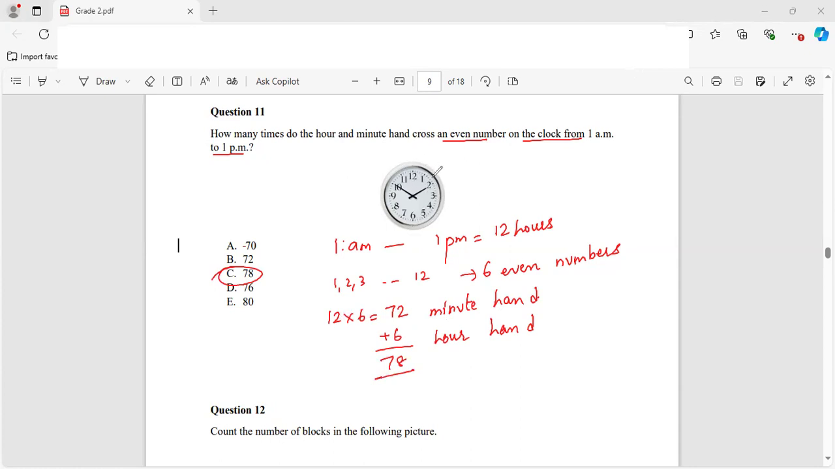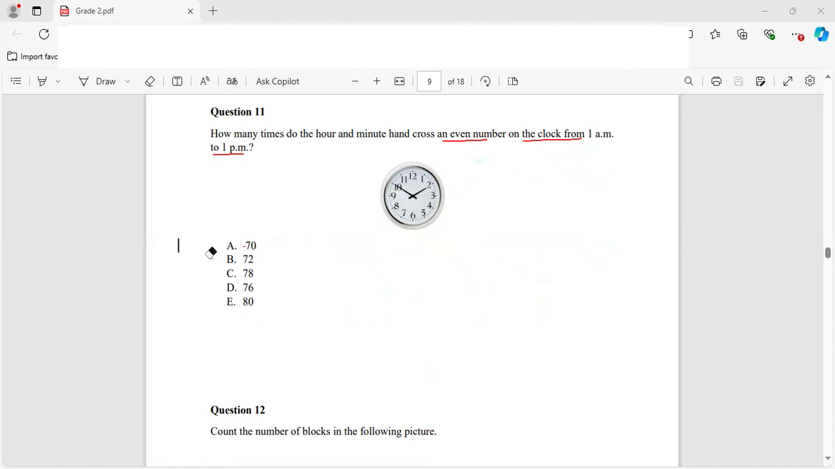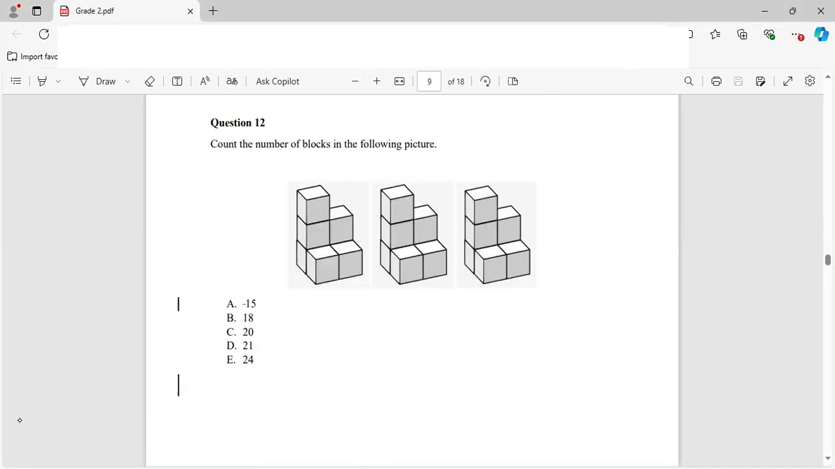So basically in 1 hour, you'll go to 2, 4, 6, 8, 10, and 12. So in 1 hour, you'll go 6 times. So you have 12 hours, so you'll go 72 times. And similarly, the hour hand will also go 6 times. So that's why we got 78. Let's move on to the next question, which is question number 12.